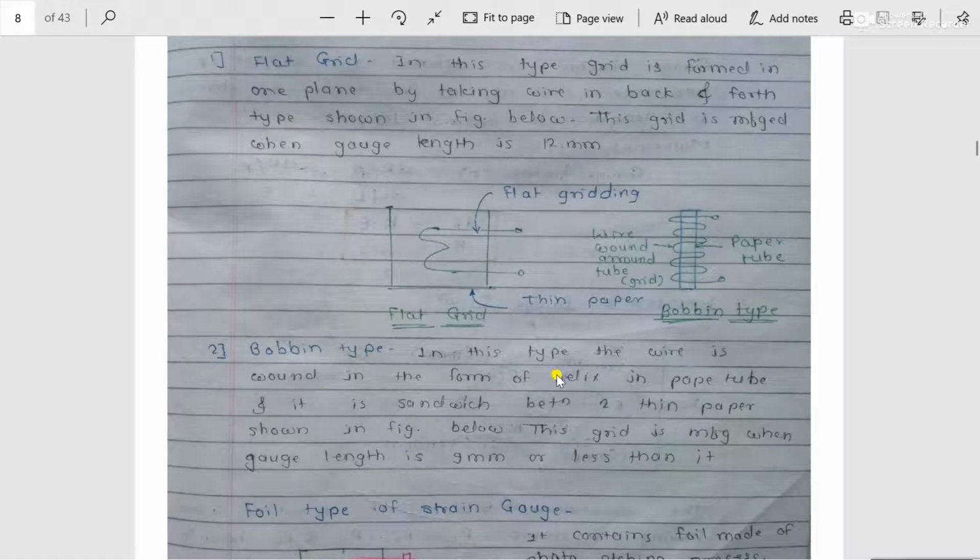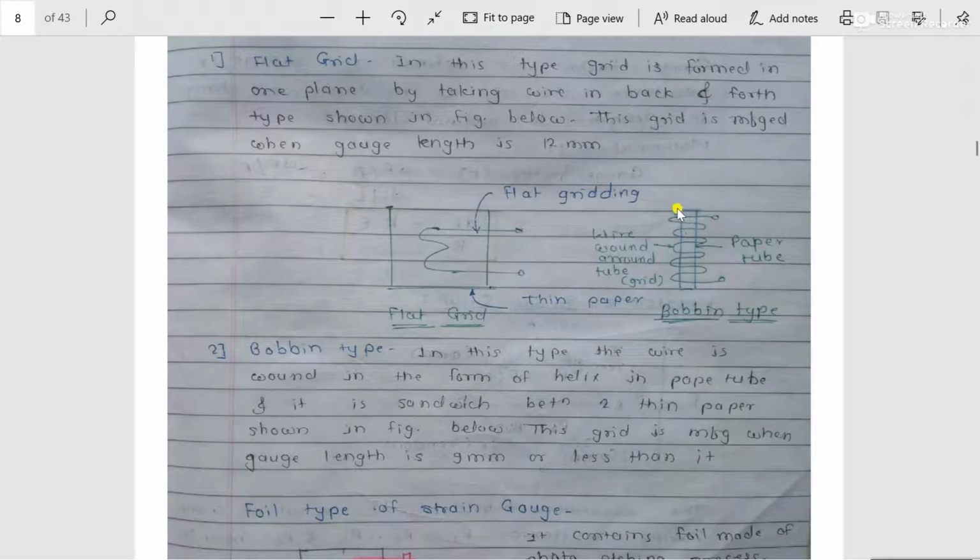So in this bobbin type of strain gauge, if you go through its construction, whatever the wire is there, that wire is wound on a paper tube in the form of a helix. This is one wire. This particular vertical column is called a paper tube, which is also circular in cross section, and the wire is wound around this tube in the form of simple harmonic motion. After that, this wire is sandwiched between two thin papers to protect the grid element from environmental conditions.